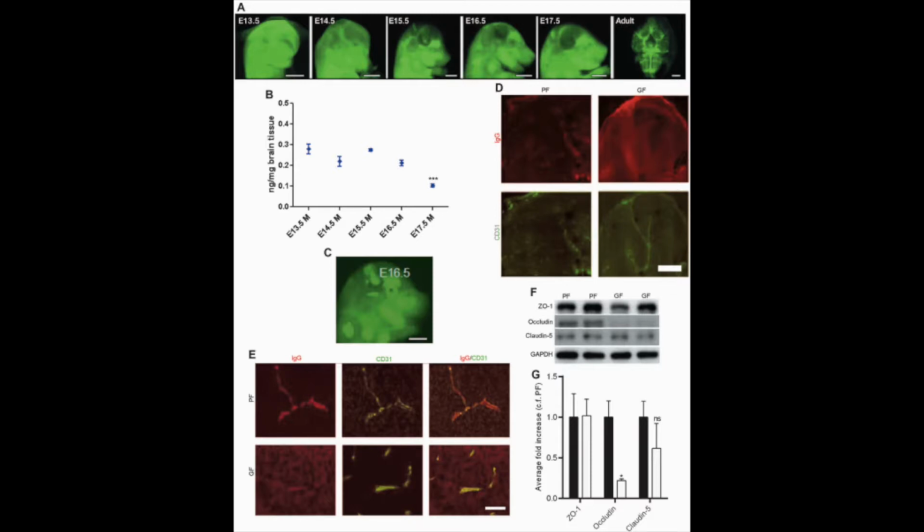E compares brain regions of 16.5-day-old mouse embryos and reveals the expression of both IgG and CD31 in pathogen and germ-free mothers. F is a Western blot of the brain lysates of 18.5-day-old fetuses with germ-free and pathogen-free mothers, testing for ZO1, occludin, claudin 5, and glyceraldehyde phosphate dehydrogenase, which was the control. G is a quantification of the data from the Western blot.